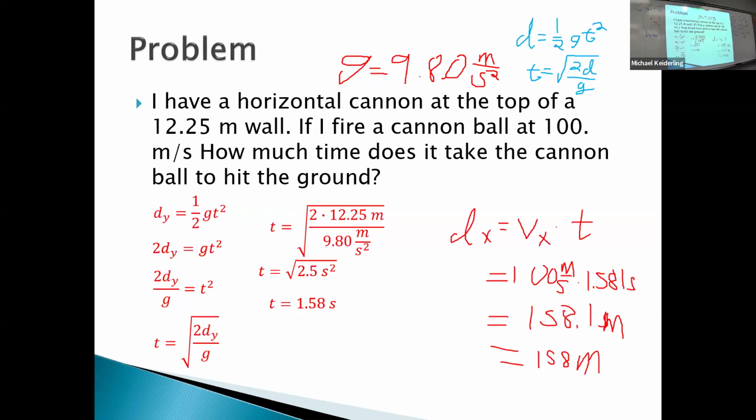And if you wanted to figure out how far it went horizontally, you just take that time, 1.58 seconds, and multiply it by the horizontal velocity, 100 meters per second. So 100 meters per second times 1.58 seconds gives you 158 meters.